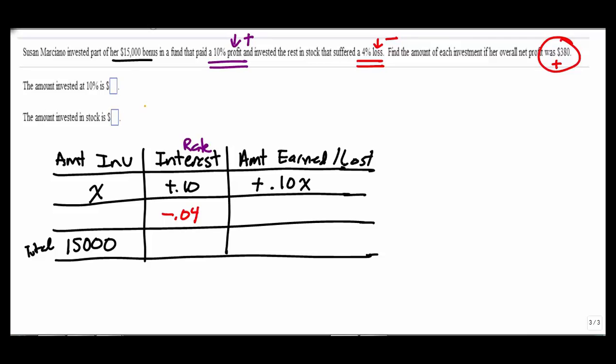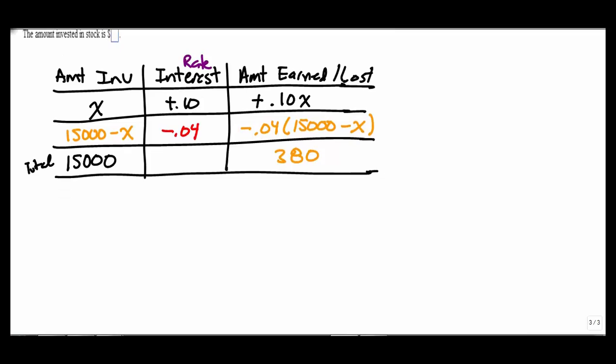Now our next value here, if I have a total of, let's say, 5,000 invested here, that would mean 15,000 minus 5,000 would leave 10,000 for this amount. But I don't know how much is here, so I just have to subtract X instead of that value of 5,000. Now here, I'm going to lose 4% of that remaining amount that's invested. So I have the amount earned, the amount lost, and the total was $380. So this is one way to set this up. There's a lot of different ways to work this problem, but this is one way.